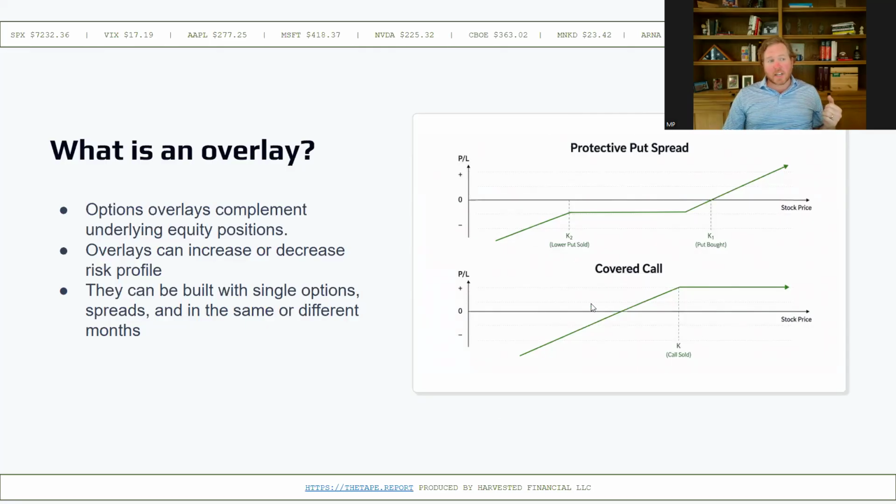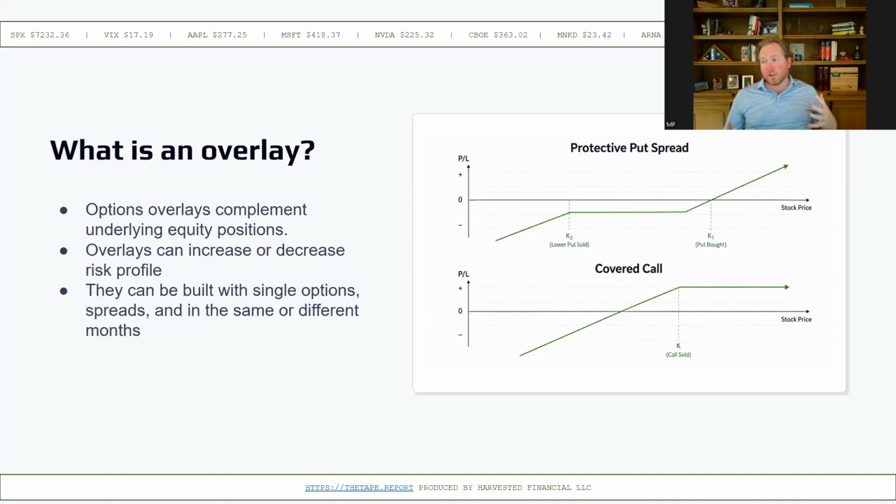That could be something like selling a covered call. That could be some combination of those two. That could be short a put and long a call. But regardless of the structure, an overlay for our purposes here is something that is aligned with an underlying stock position that is used to increase or decrease the risk profile. Both of these examples here, the protective put spread and the covered call, are risk decreasing overlays.